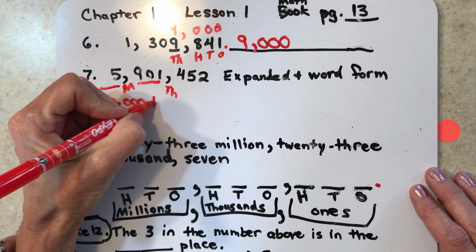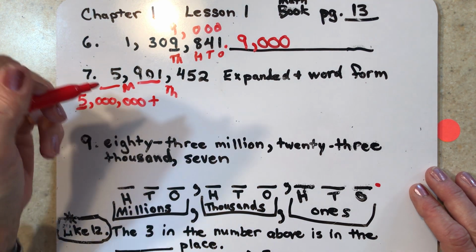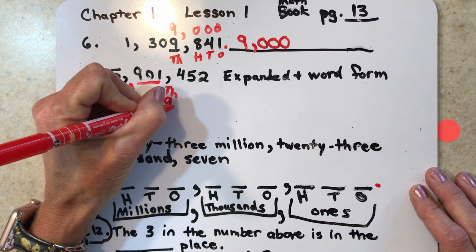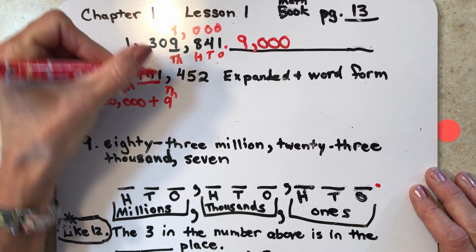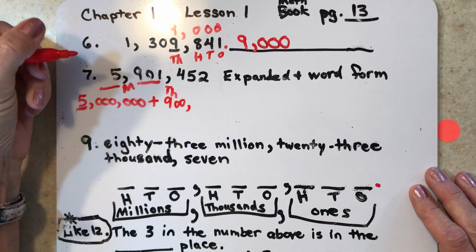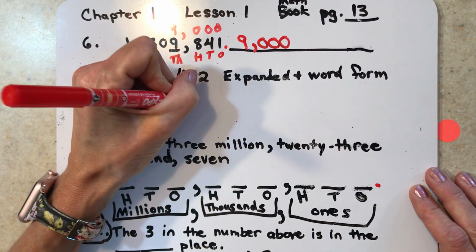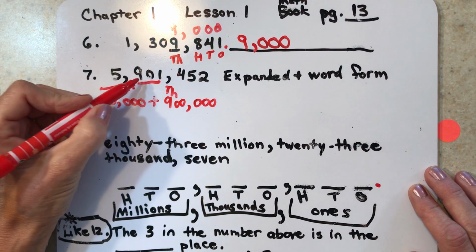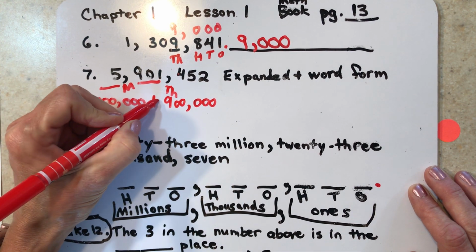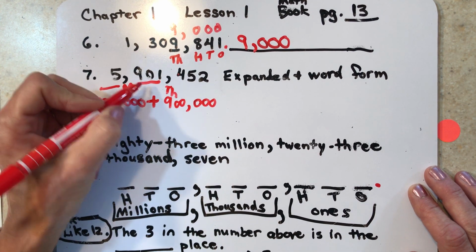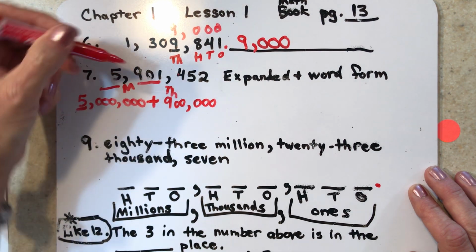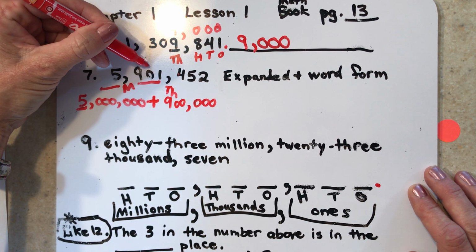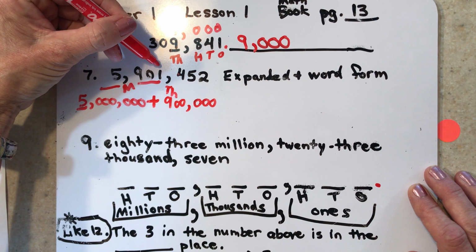This 9 is in the hundred thousands place. So I'm going to put a plus sign, and I'm going to write 9 with enough zeros. 1, 2, put a comma, 1, 2, 3, 3 more, to make sure that all the place values are filled, and this 9 is still equal to 900,000. So that's that.